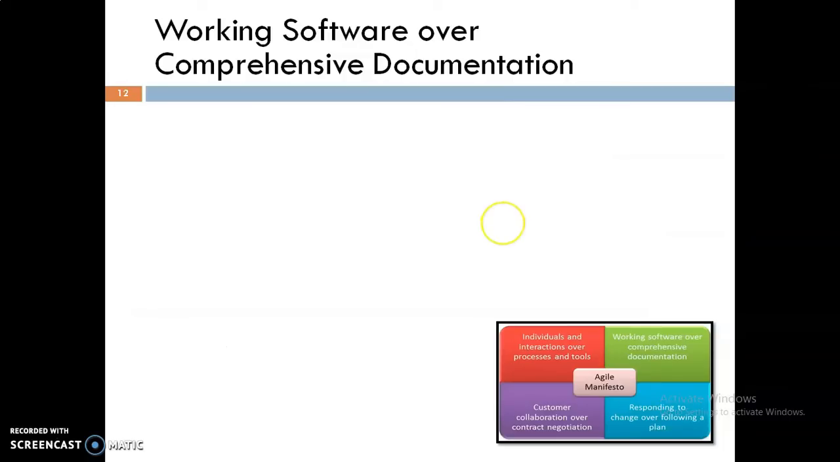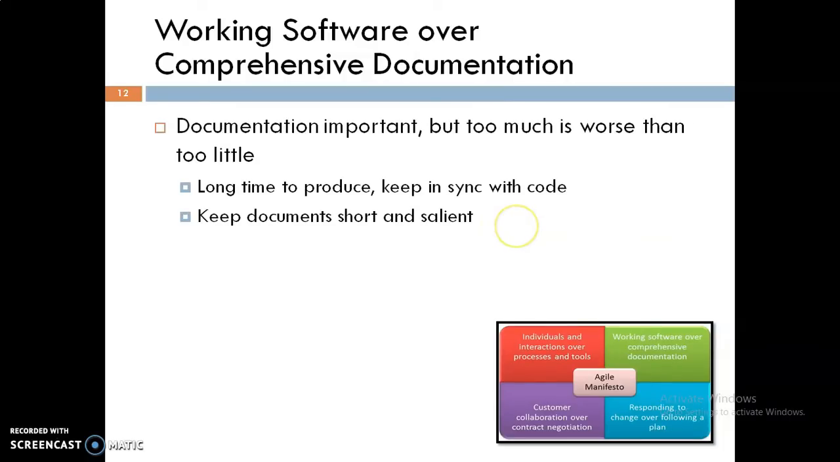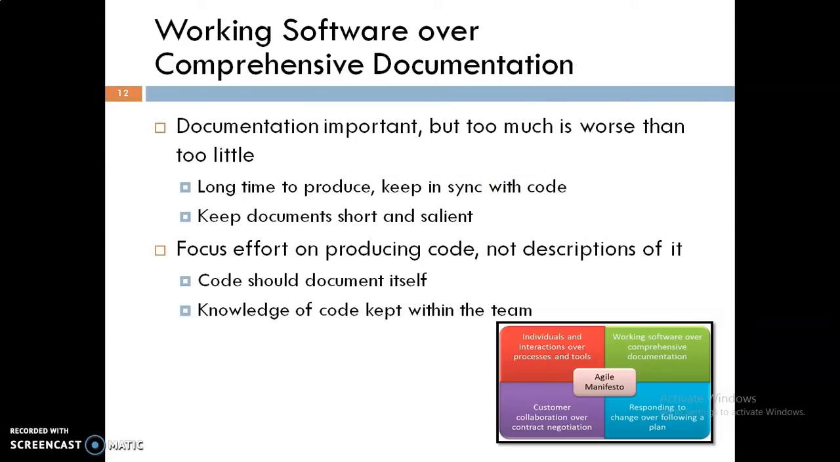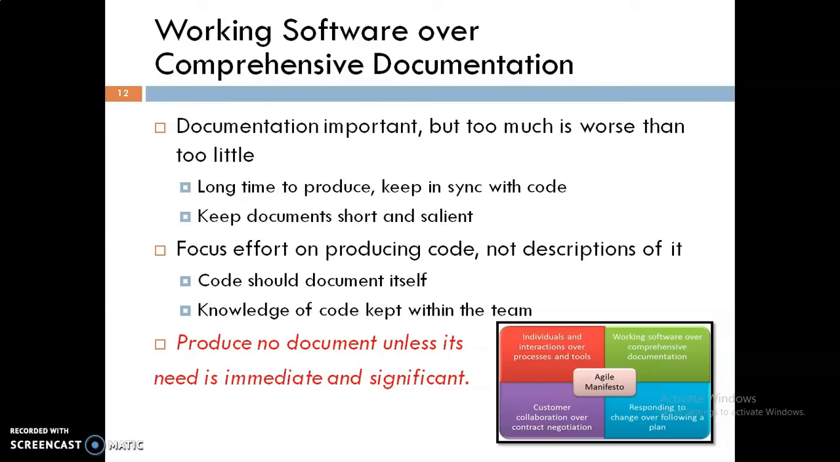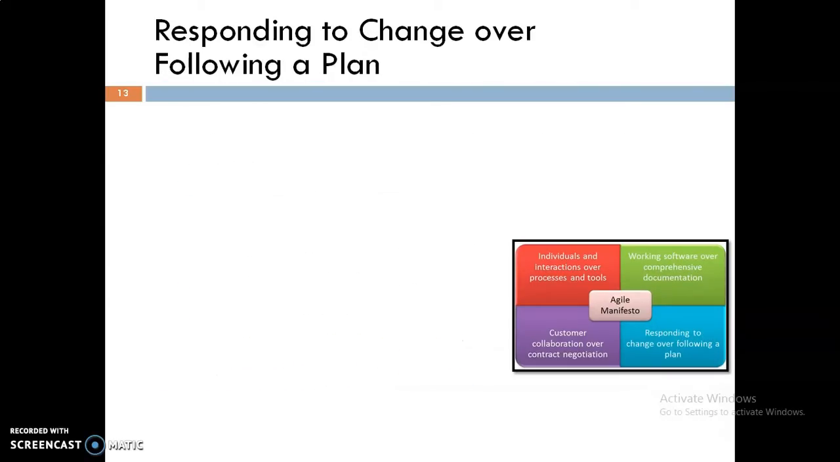The next value is working software over comprehensive documentation. Here the focus is on developing working software rather than documenting it. Efforts are spent on producing working code rather than describing that code or documenting it. Knowledge of the code kept within the teams is given more importance than documentation. So no documents are produced unless they are very much required, important, or of immediate significance to the project.